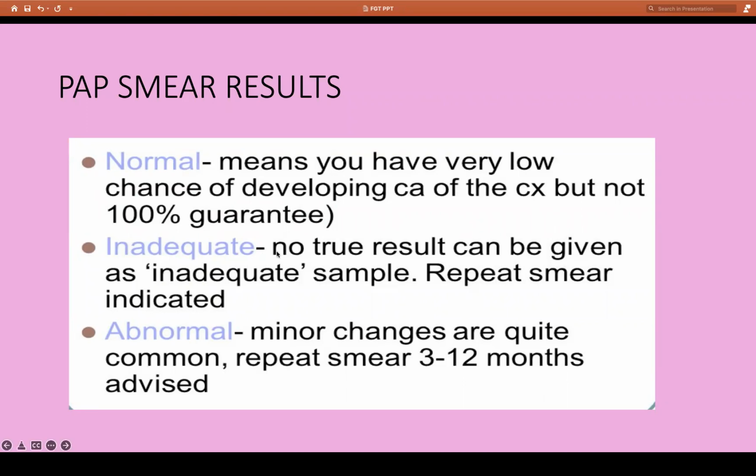If it is inadequate, then we have to repeat it in 3 months. If it is abnormal, and it is minor changes, then we have to repeat it in 3 to 12 months. If it is major changes, then we have to refer her immediately to the colposcopy unit.